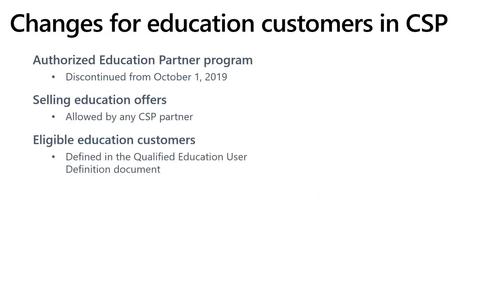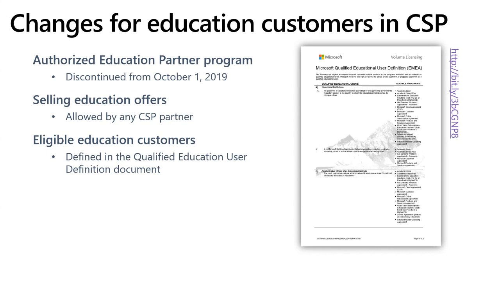Just going to scroll. Here we go. So the first change is that the authorized education partner program that many people are familiar with has been discontinued. This means that selling our education products is allowed by any indirect CSP partner. The definition for a qualified education user continues through into CSP, and previously qualified education customers remain qualified.